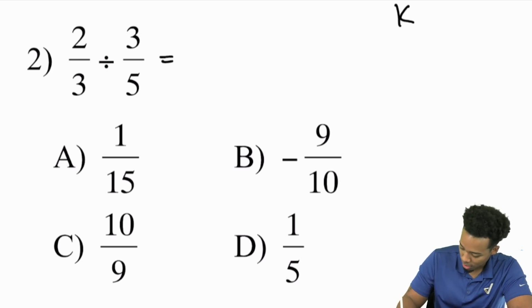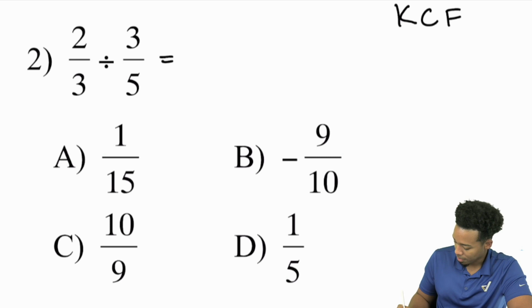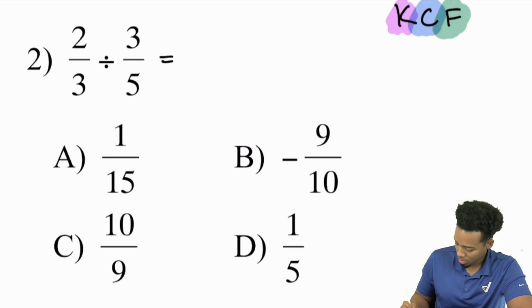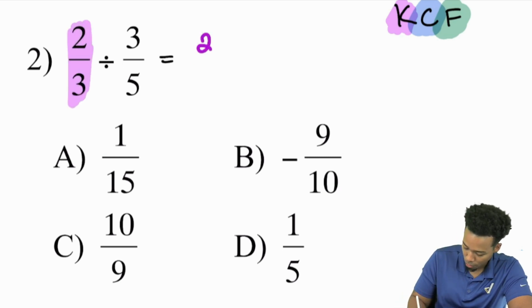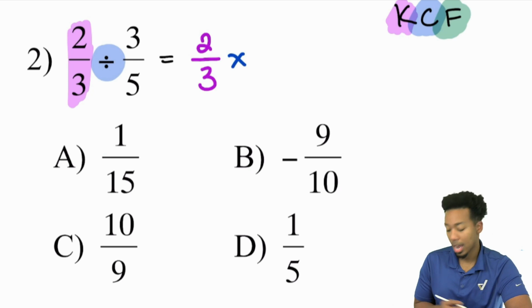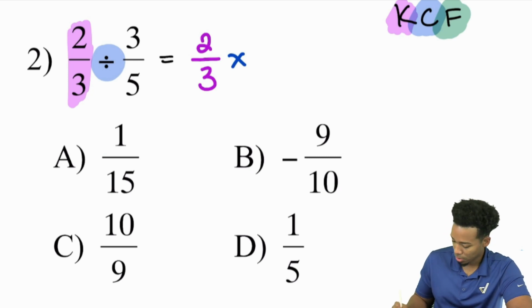Let's go ahead and just write this over here. KCF, I'm getting hungry now. Okay. So we're gonna keep, change, flip. So in purple, we're gonna keep this right over here. So 2 over 3 stays the same. Then we are going to change this to multiplication, and then we are going to flip the other fraction.